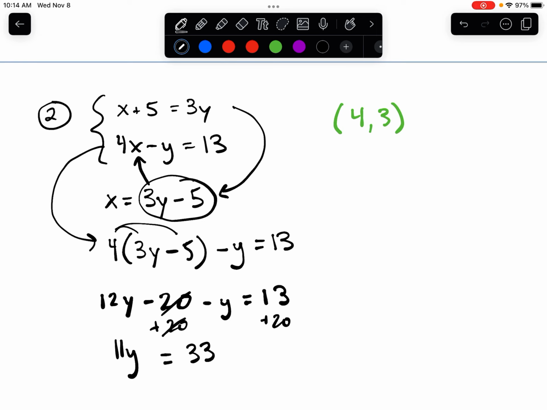Last thing we do is we divide by 3, and we end up with y equals 3. And again, that should make sense because we just saw that they intersect where the y value is 3. So now I can plug it into either equation, right? I know that y is 3, so we can plug that back in.